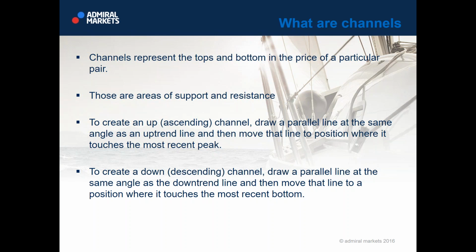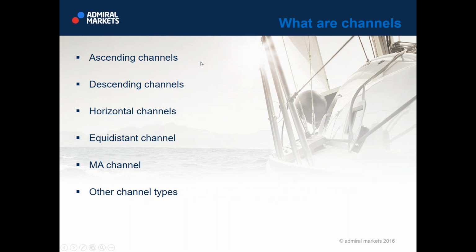a visual representation. To create an up channel or ascending channel, you need to draw a parallel line at the same angle as an uptrend line and move the line to a position where it touches the most recent peak. To create a down channel, draw a parallel line at the same angle as the downtrend line and move the line to a position where it touches the most recent bottom. I will show you on a live chart, of course.